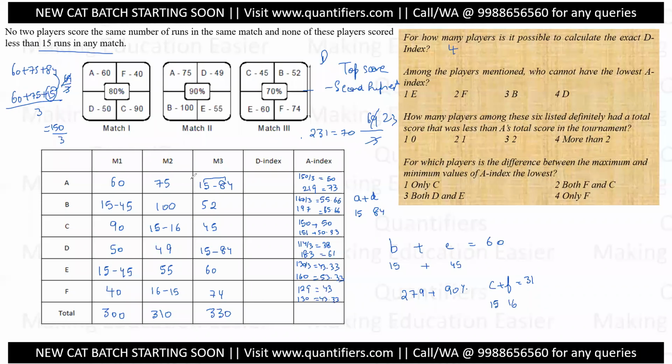43. All right. Among the players mentioned, who cannot have the lowest A index, किसका lowest A index नहीं हो सकता? Obviously B का नहीं हो सकता. Why? Because B's lowest value 55.66 is greater than the highest value of E, F and D. उसकी वैल्यू उनके हाईएस्ट से भी ज्यादा है. ऑलराइट. सो इसका पक्का ही लोएस्ट नहीं हो सकता. डी का हो सकता है, डी की पॉसिबिलिटी है, राइट, बट ए और एफ का बिल्कुल भी नहीं हो सकता. तो बी का पक्का नहीं हो सकता, राइट. बी कैन नॉट हैव द लोएस्ट ए इंडेक्स. इज दैट क्लियर?